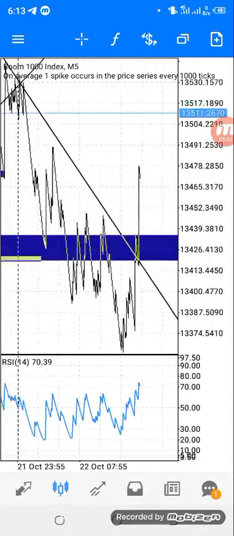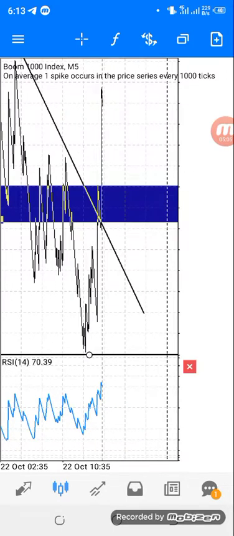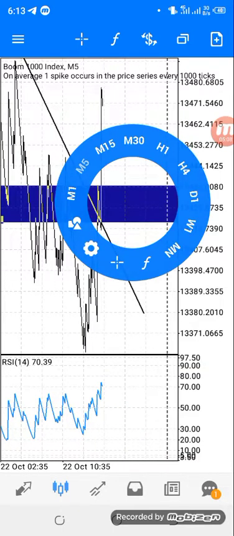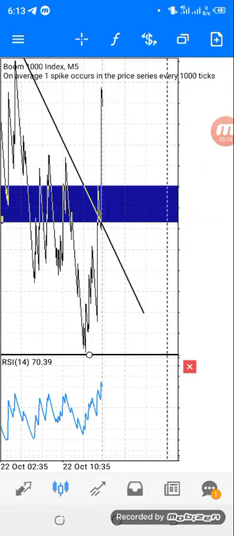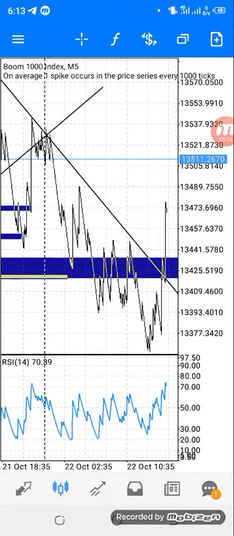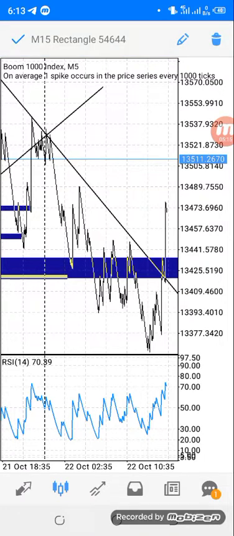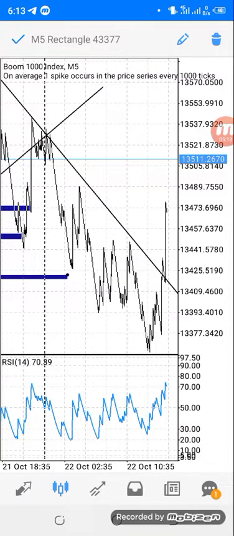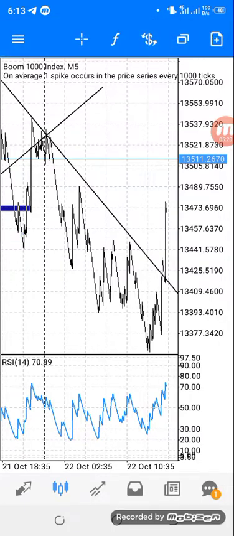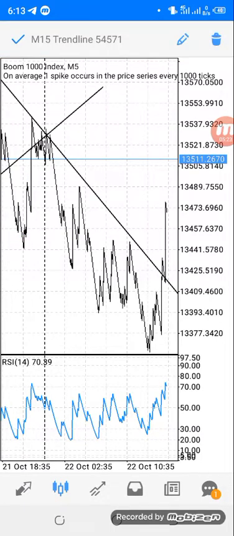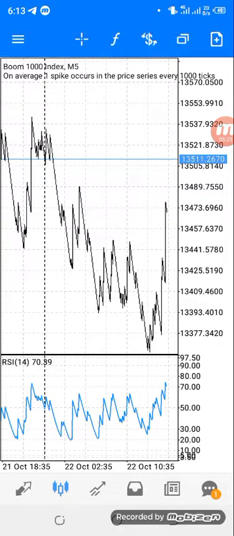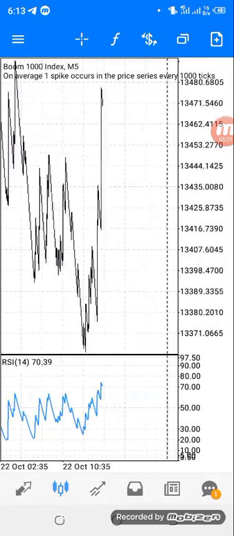On Boom 1000, let me just remove this zone. I remove these zones, I remove this one, this one, and this one also. I remove the trend lines also so that you can be able to see what is going on in the market here. In the first place, we said before you trade, you have to spot the zones on the market.